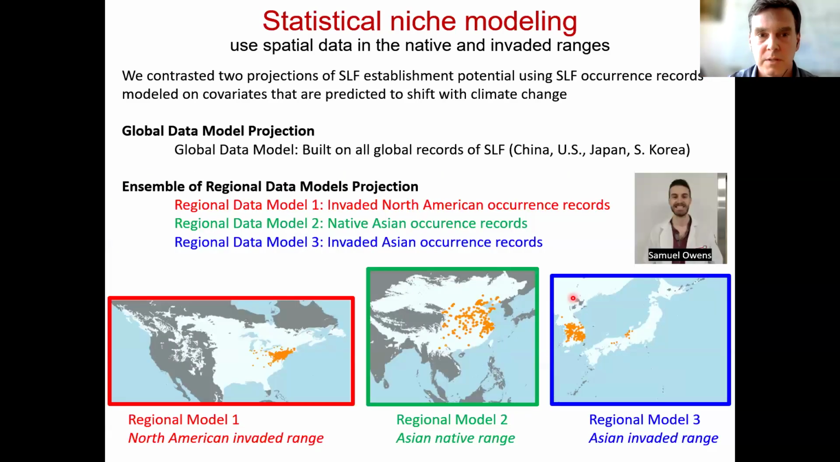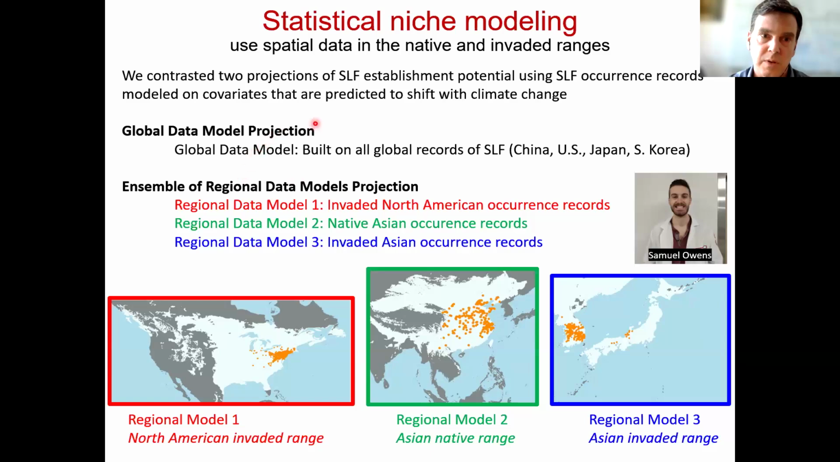Then what we also did was we regionalized the data, because each one of these regionalizations corresponds to distinct evolutionary trajectories or histories of the species, different populations. So we have a regional data model where it's just a North American invaded range. We have one here where it's just that native range, so it's native to China here. And then we have one with the invaded Asian range, which is in South Korea and also Japan. Those are also areas. And we ended up ensembling those regional models.